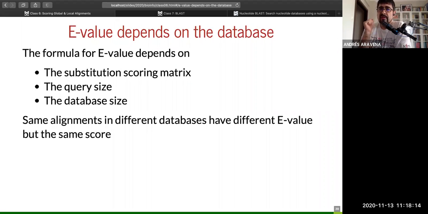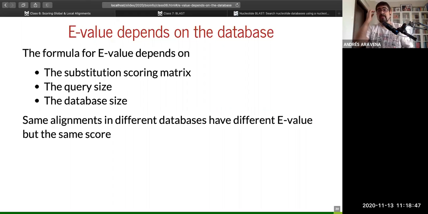The formula of e-value depends on three things: the matrix that you're using, the BLOSUM or PAM matrix, the size of the query that you are using. I mean, larger queries will have a larger score, therefore the e-value will be smaller. And the database size. If the database is bigger, then the e-value will be bigger in general.